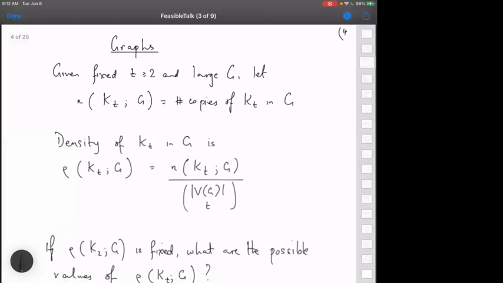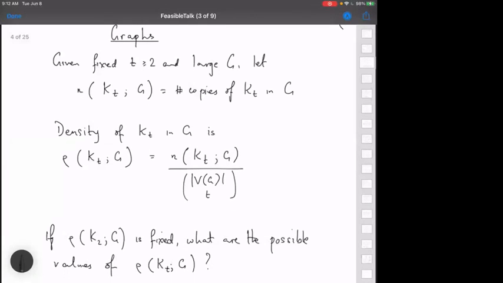Okay, so let's talk about graphs, where this question, not in the exact form that I've stated, but essentially, is one of the major themes in extremal graph theory. Maybe the most fundamental questions in extremal graph theory are precisely about this question that I'm asking in a different form. So let's fix some notation. Let's fix t at least 2 and a very large graph G, and let's write n of K_t in G to be the number of cliques of size t in G.